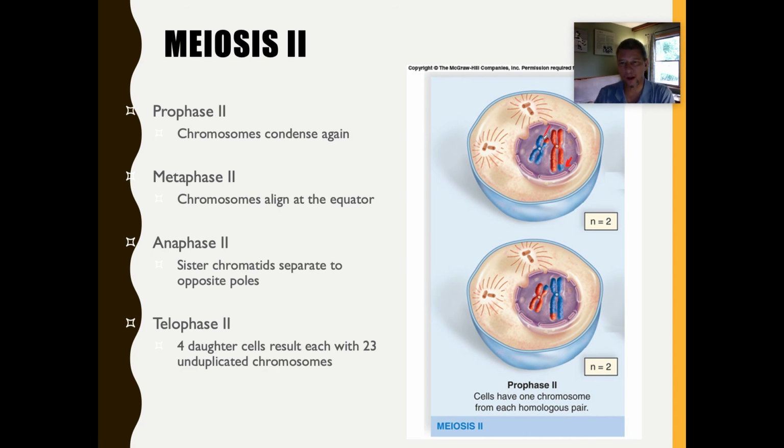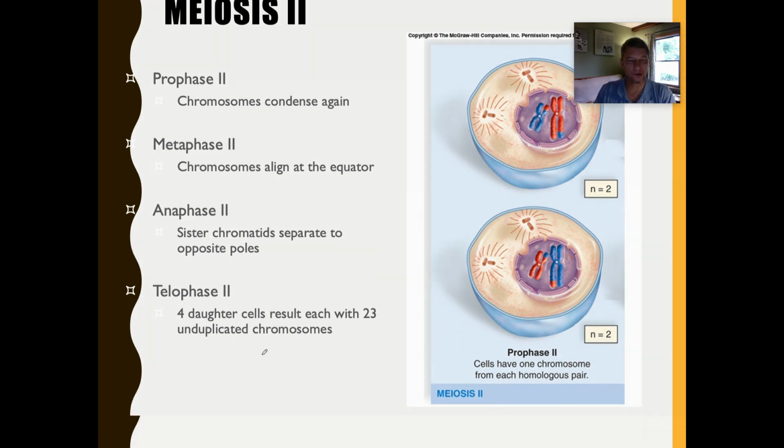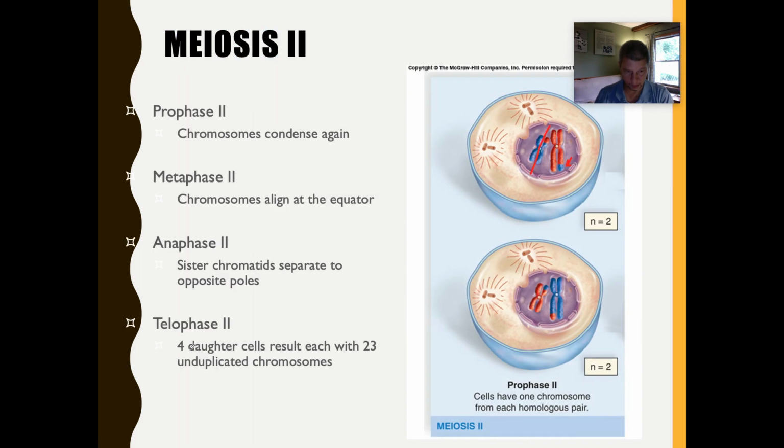Then we go through meiosis II, and in meiosis II, the chromosomes condense again, but now they split right down the middle. And so you end up dividing the pairs of chromosomes into 4 total cells. And the result of this is 4 daughter cells with 23 unduplicated chromosomes. Now remember, chromosome number in a typical human cell is 46. Right now, we've only got 23. And these are sperm or eggs.